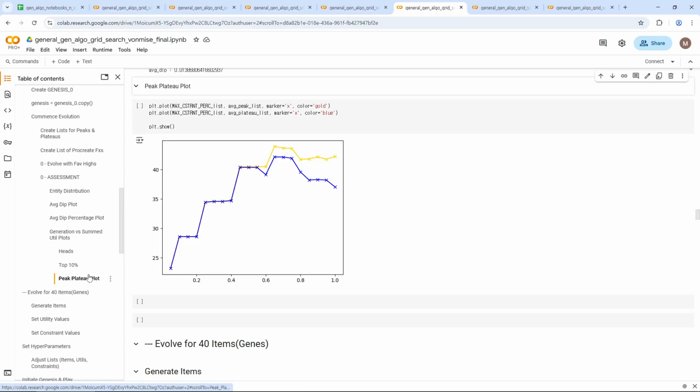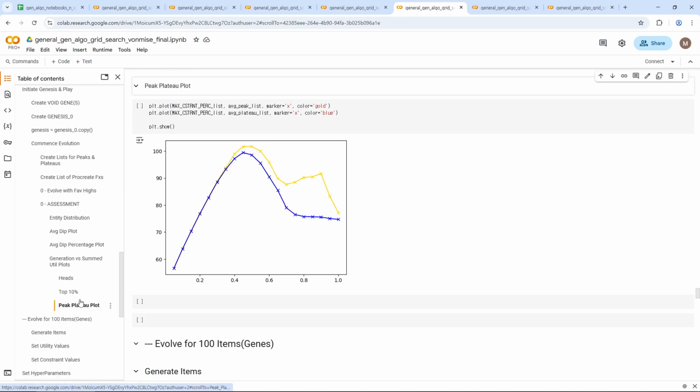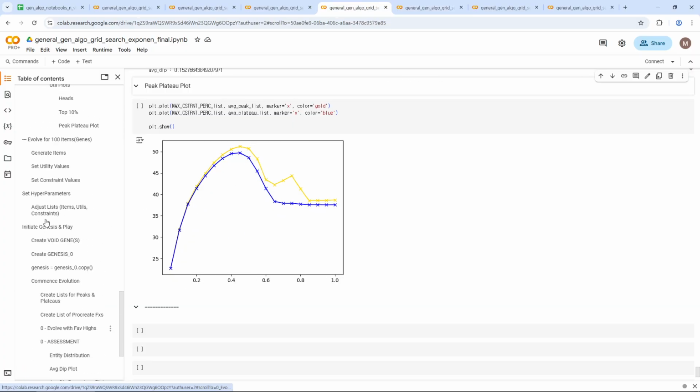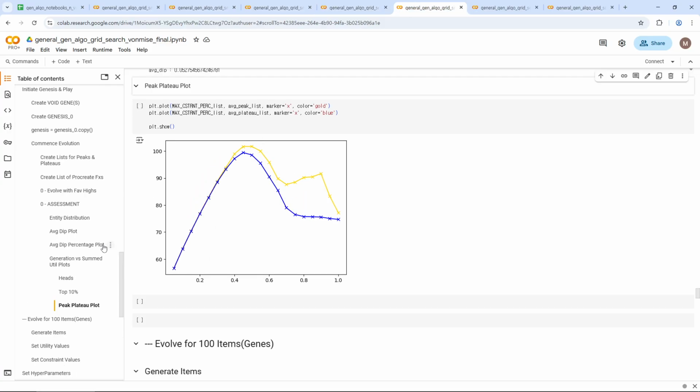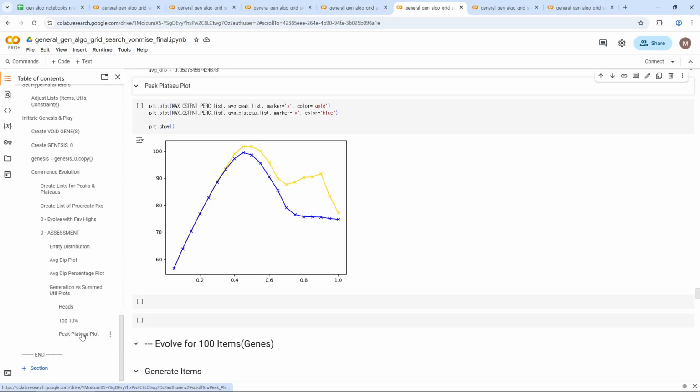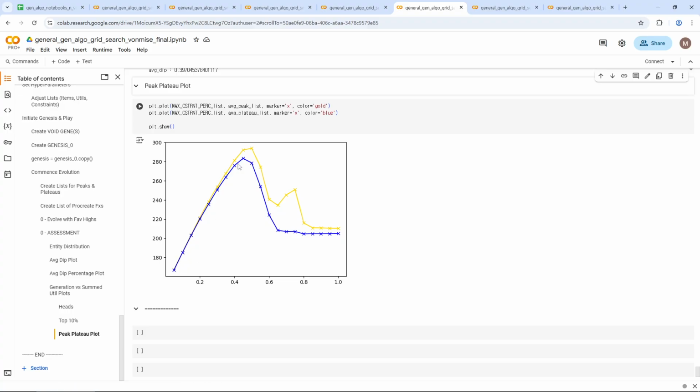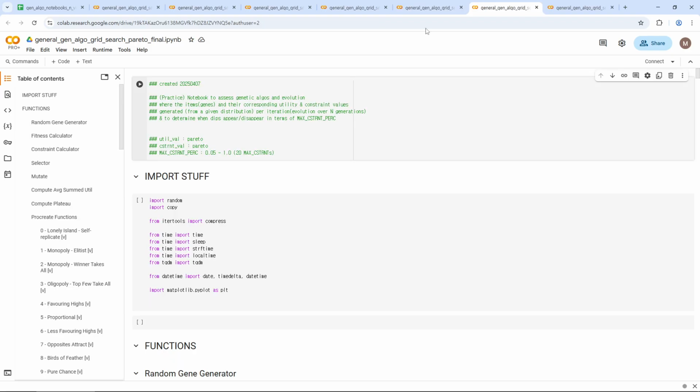Yeah, for 10 items, this is what the peak plateau plot looks like. For 40 items, this is what it looks like. So quite similar to what we have had here. We always have that steep rise and then we fall. Steep rise and then we fall. And 100 items, a steeper rise and a steeper fall. And the average plateau just keeps getting lower and lower. Average plateau level. So this is von Mises distribution.